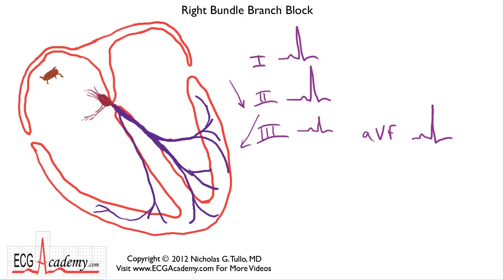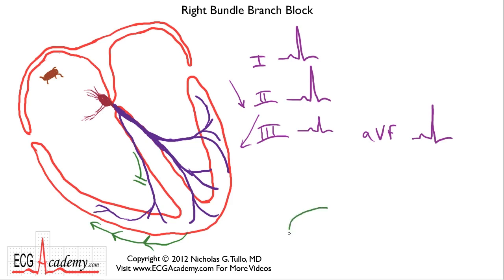Now we're going to talk about a right bundle branch block first. And so what happens when the right bundle doesn't conduct properly is that the electrical signal travels through the left ventricle normally. And so the initial part of the QRS complex stays the same. But then the right ventricle depolarizes late. Now, where is the right ventricle located? It's located on the right side of the body, but also anterior.